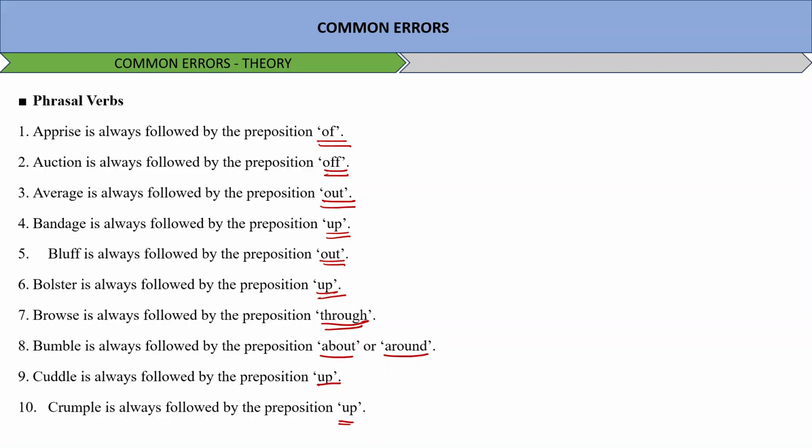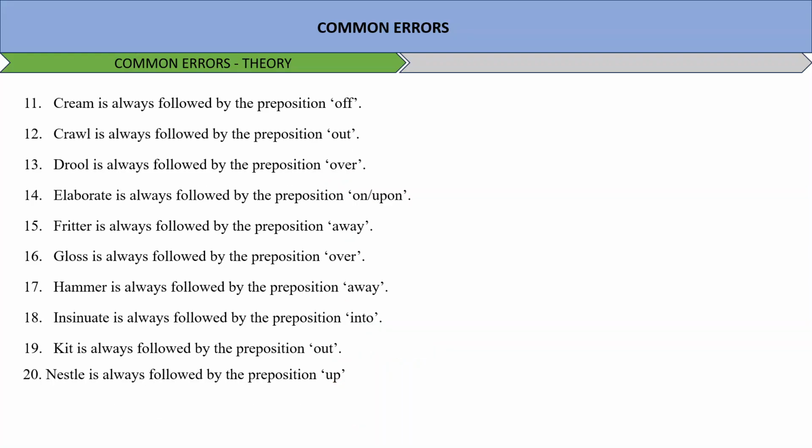Cool, quite easy to understand. Moving on. Cream is always followed by preposition of, cream of. Crawl is always followed by preposition out. Drool is always followed by preposition over. Elaborate is followed by preposition on or upon. Fritter is always followed by preposition away. Gloss is followed by preposition over. Hammer is followed by preposition away. Insinuate is followed by preposition into. Kit is followed by the preposition out.